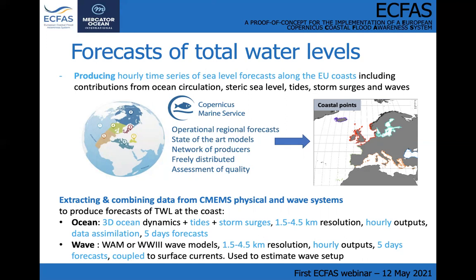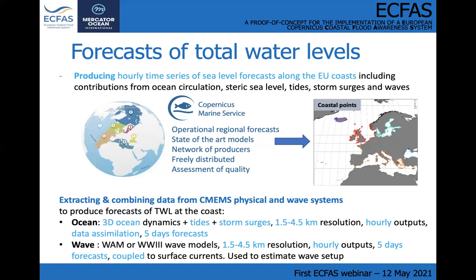They are freely distributed on the Copernicus Marine Service website, and their quality is assessed. So to now from that produce the forecast of total water level at the coast, we are extracting and combining the data from the Copernicus Marine Service ocean physical and wave systems and extracting them at the coastal points that you can see on the right plot here with the different colors showing the different regions of CMEMS.